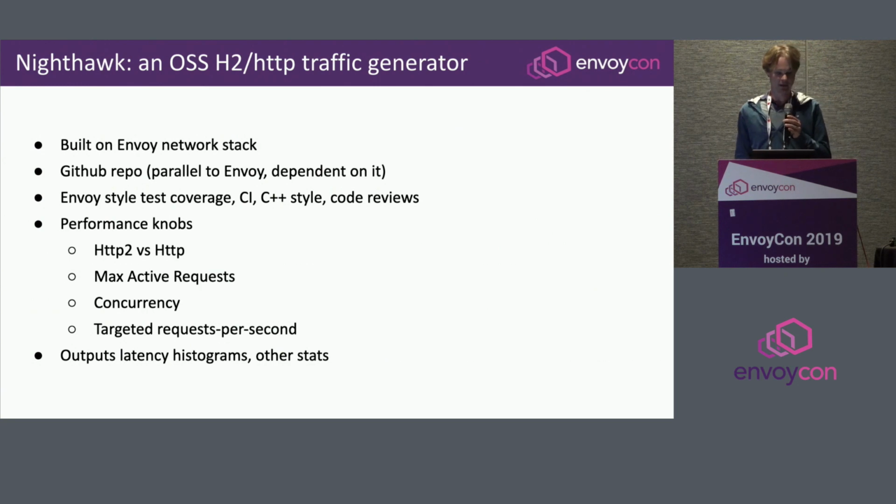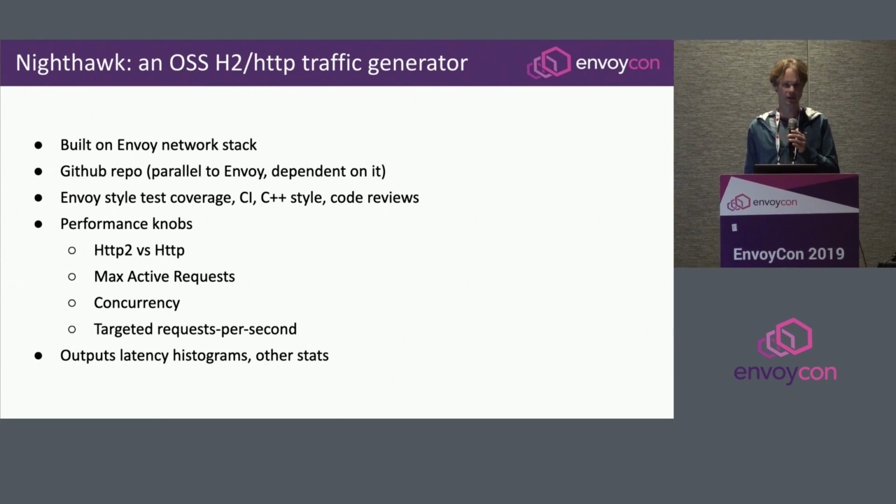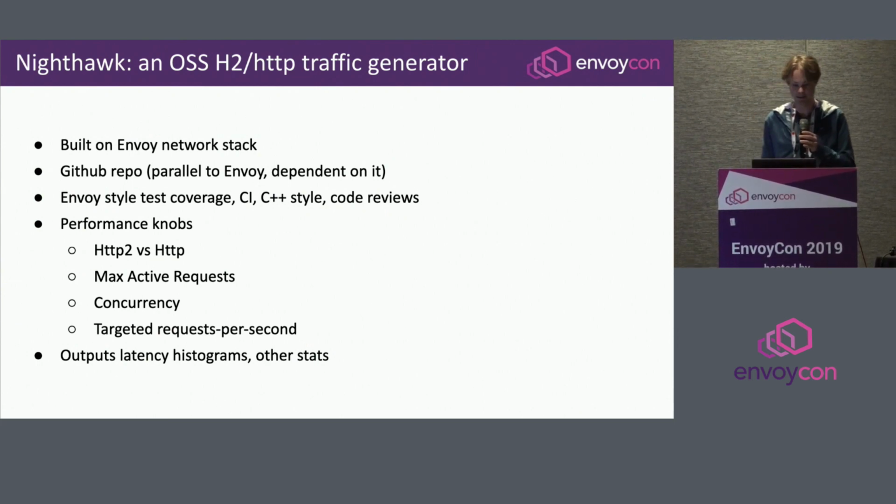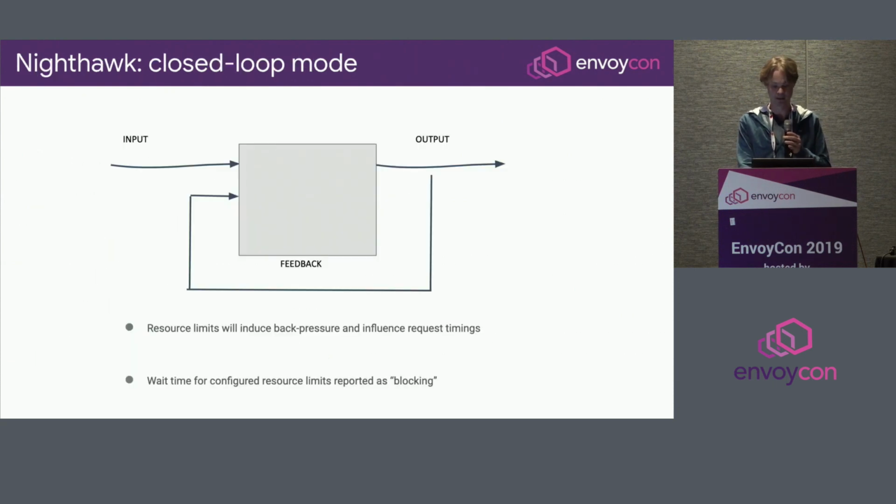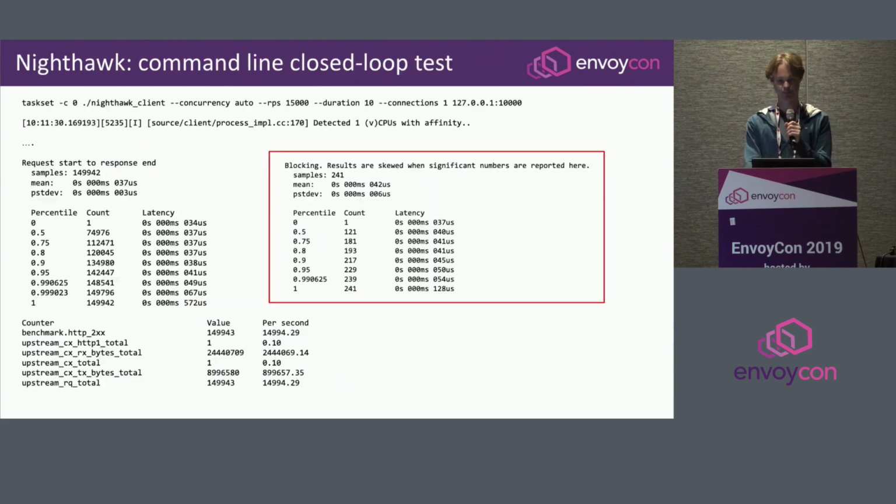Nighthawk resides in a parallel GitHub repository next to Envoy, and it's largely done using Envoy-style test coverage and CI. It's got a lot of great dials and switches to help us understand how a proxy or other HTTP2 stack can scale in a bunch of dimensions. It supports closed-loop mode, where when a request is issued, another one will not be issued until a reply from the server has been observed. This mode strives to provide a consistent stress on the server throughout time.